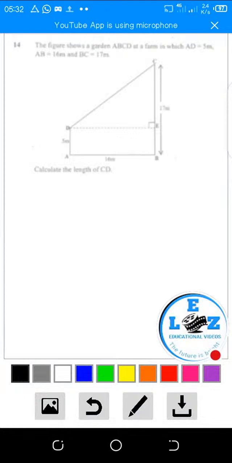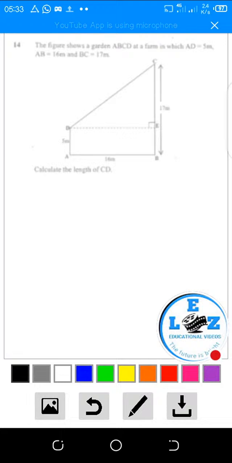We do this one, which is question 14. The figure shows a garden ABCD at a farm in which AD is equal to 5 meters, AB is equal to 16 meters and BC is equal to 17 meters. The actual question is: calculate the length of CD.